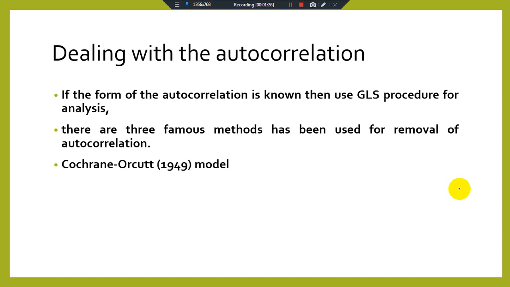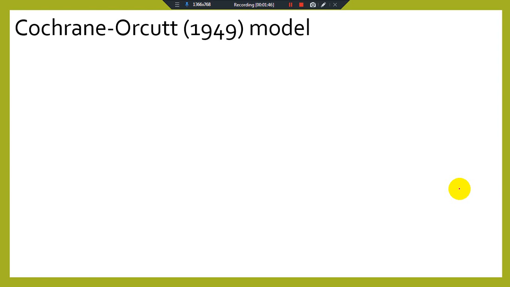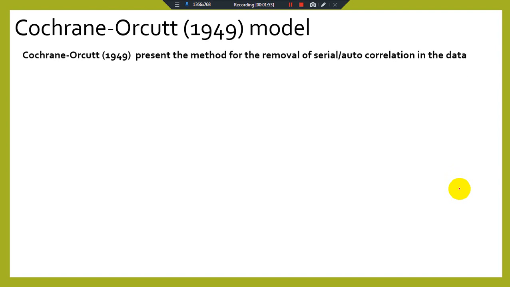The first one is the Cochrane-Orcutt model, then the dynamic model, and static models. The Cochrane model is normally known as the correction of error. So let's discuss the detail of the Cochrane-Orcutt model. Cochrane-Orcutt presents the method for the removal of autocorrelation or serial correlation in the data.